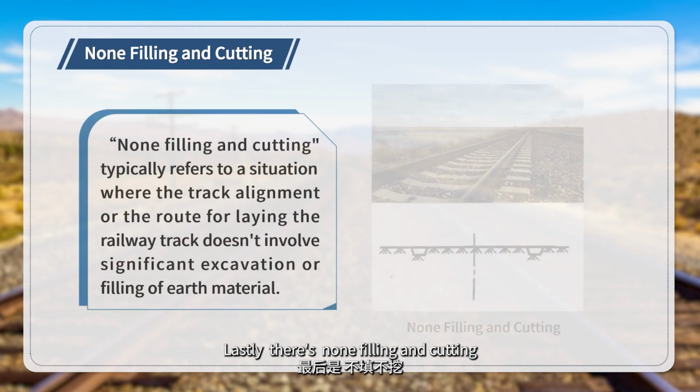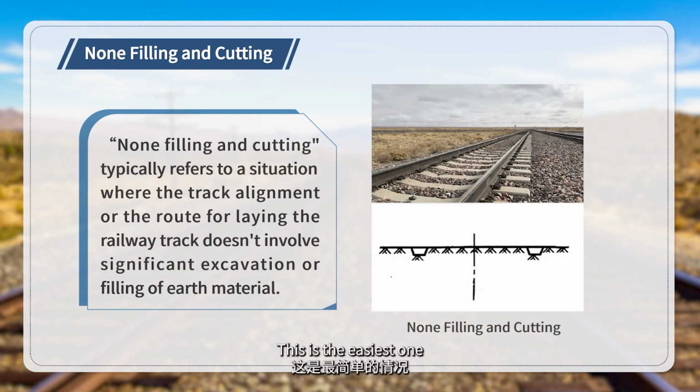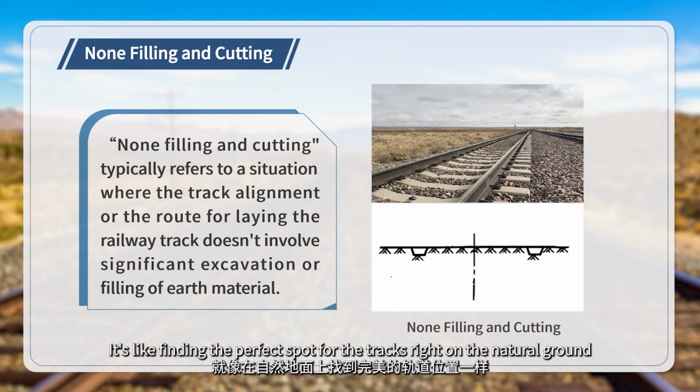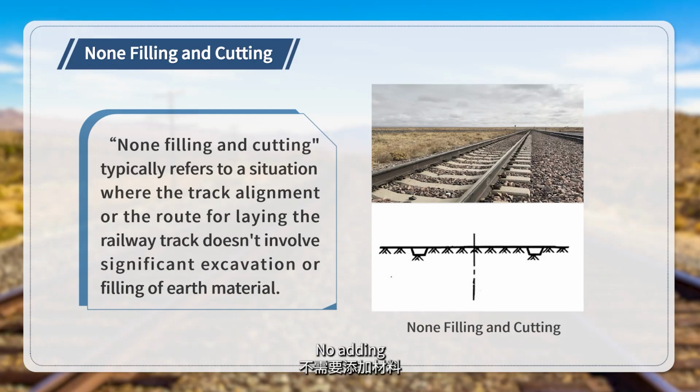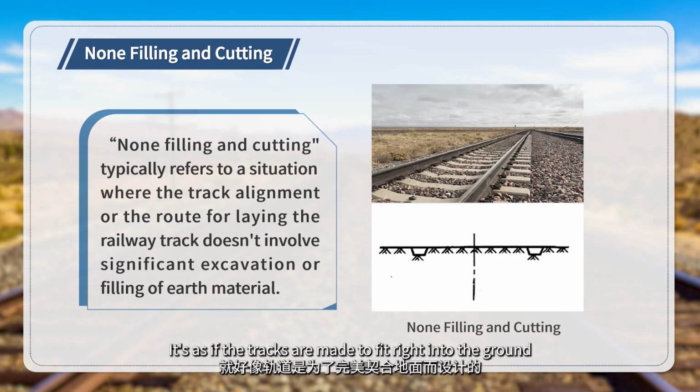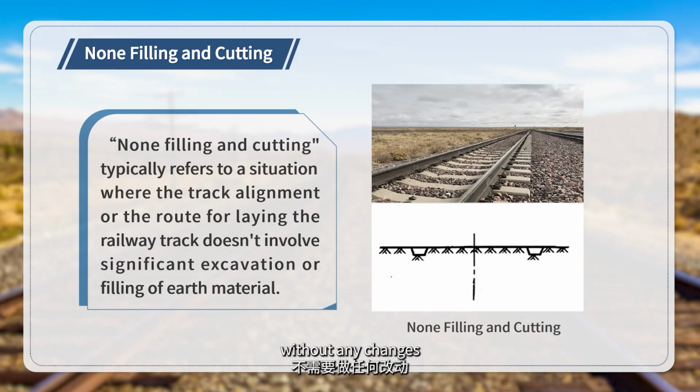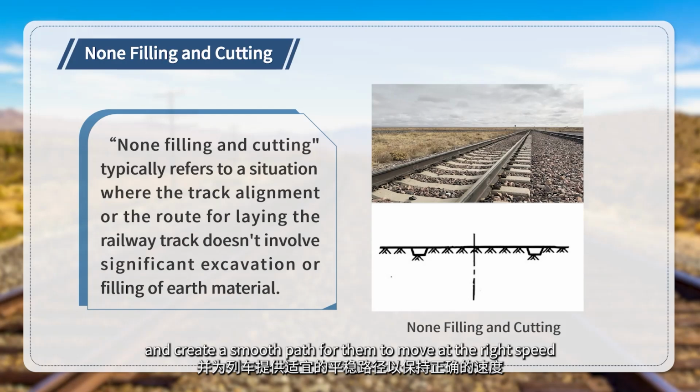Lastly, there's non-filling and non-cutting. This is the easiest one. It's like finding a perfect spot for the tracks to ride on the natural ground. No adding, no digging, just placing the tracks where the ground is already good to go. It's as if the tracks are made to fit right into the ground without any changes. All of these forms help us make sure that it is safe for the trains to travel on, and it creates a smooth path for them to move at the right speed.